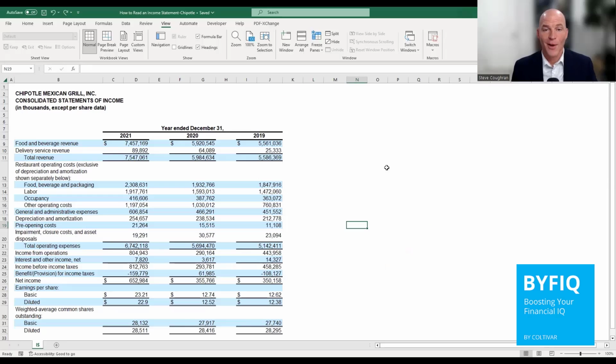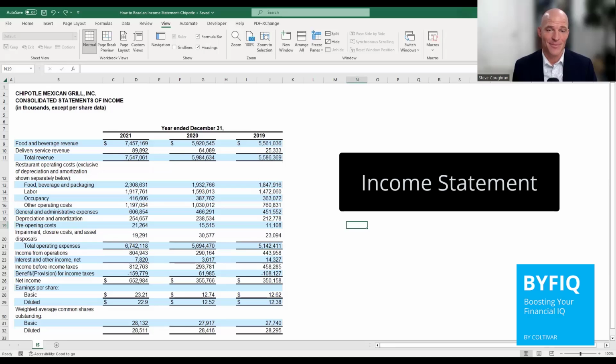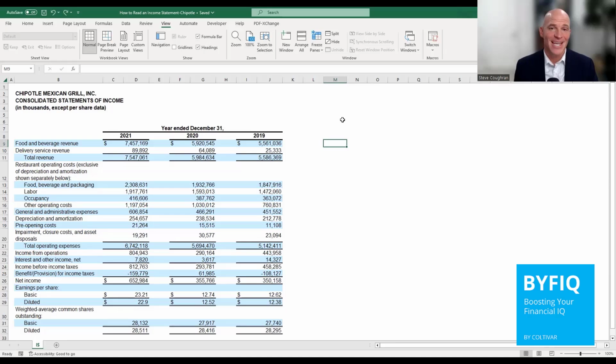P&L stands for profit and loss. The income statement, the statement of operations, all of these terms relate to the same thing, which is the income statement. That's what we're going to get into today. So you may be wondering, what is an income statement? Simply put, it's a statement that measures the performance over a specific accounting period, which I'm going to get into in just a minute. But ultimately, it measures the revenues, expenditures, and ultimately the profit and loss of the business.